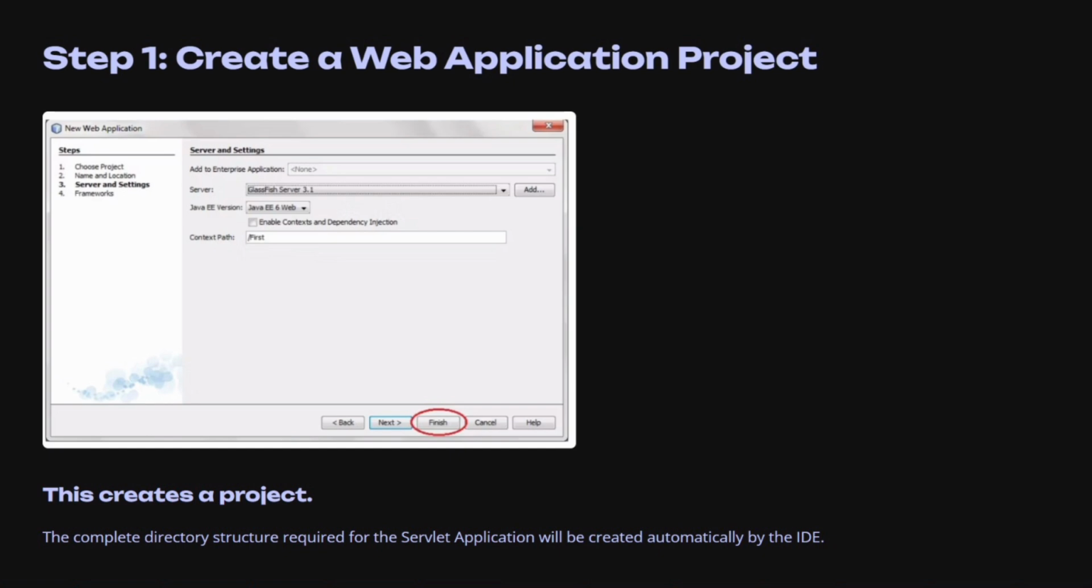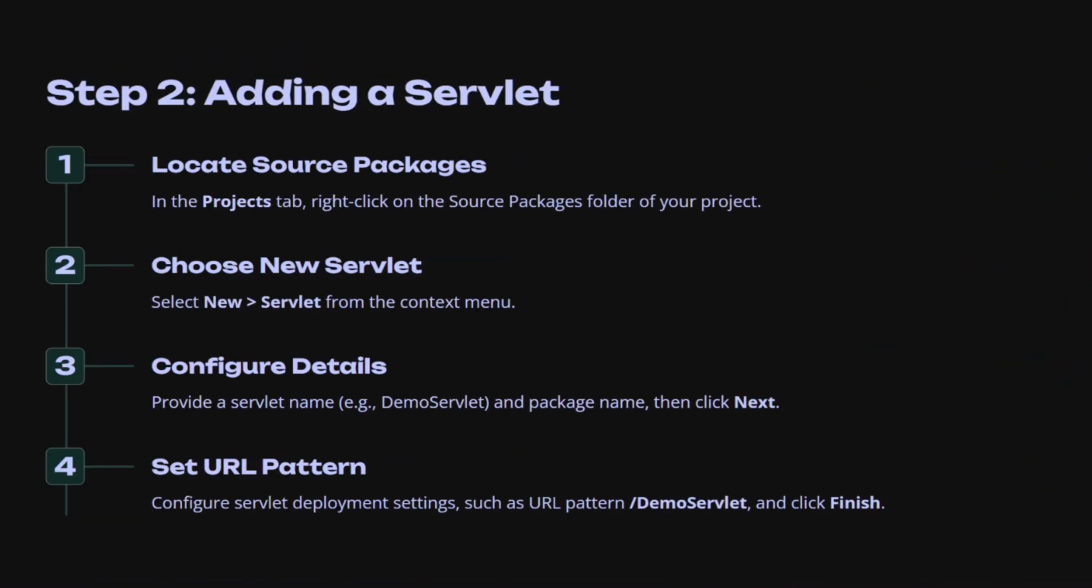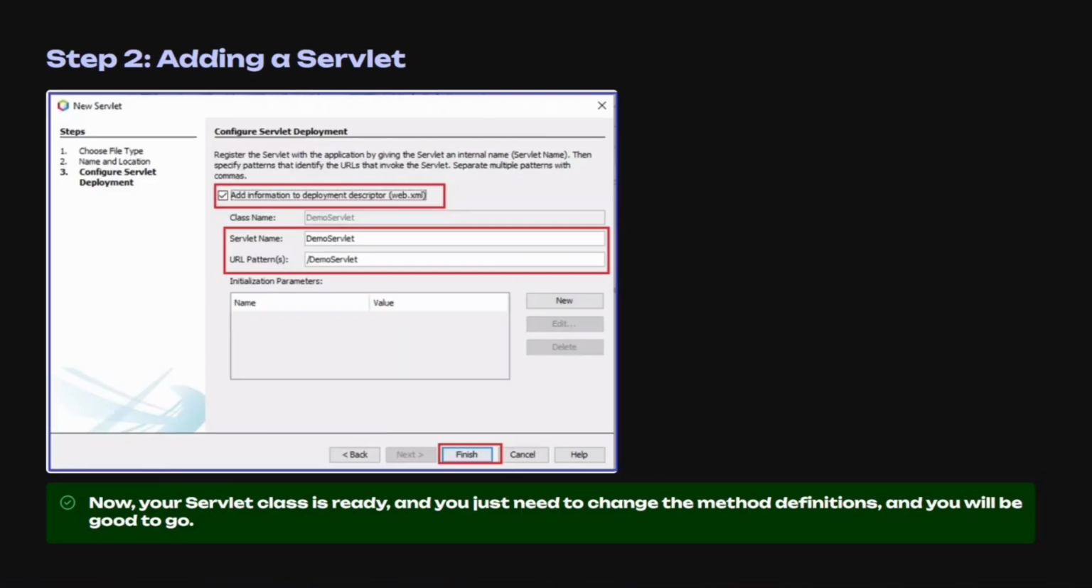Let's move on to step 2, that is adding a servlet. To add a servlet, we need to follow these 4 steps. The first one is to locate source packages. After that, we choose new servlet from the context menu and we provide a servlet name and a package name. And finally, we set a URL pattern. And this is how it would look. After we do these steps, we click on the finish button and here our servlet class is ready and all we need to do is change the method definitions and we are good to go.